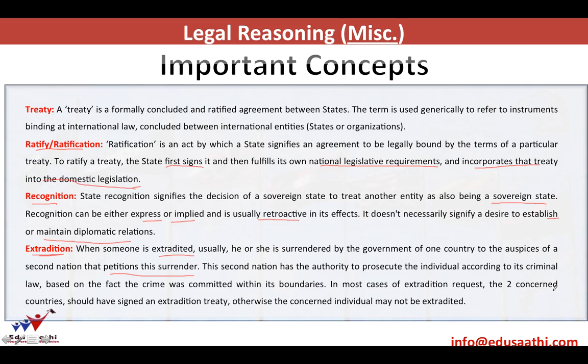In most extradition requests, the two concerned countries should have signed an extradition treaty, otherwise the concerned individual may not be extradited. For example, there are two countries involved, A and B. This person X has committed a certain crime in country B. However, this person is living in country A, right? So B can request A to extradite the person X because B has the right to convict this person under the law because the crime was committed in country B. However, for making that request, there must be an extradition treaty between A and B. If there is no extradition treaty, B cannot request A to extradite person X. However, if there is an extradition treaty, B can request A to send this person X to B so that they can prosecute for the crimes or offenses committed in the territories of country B.